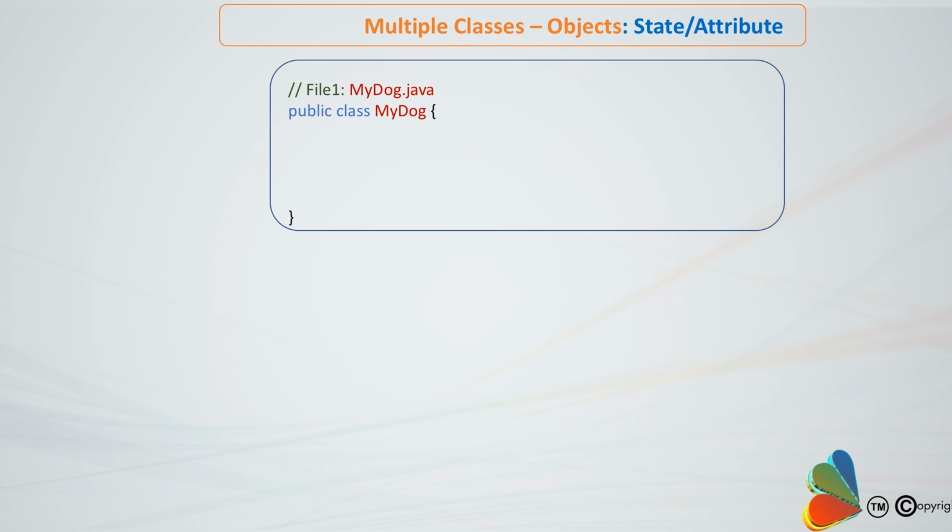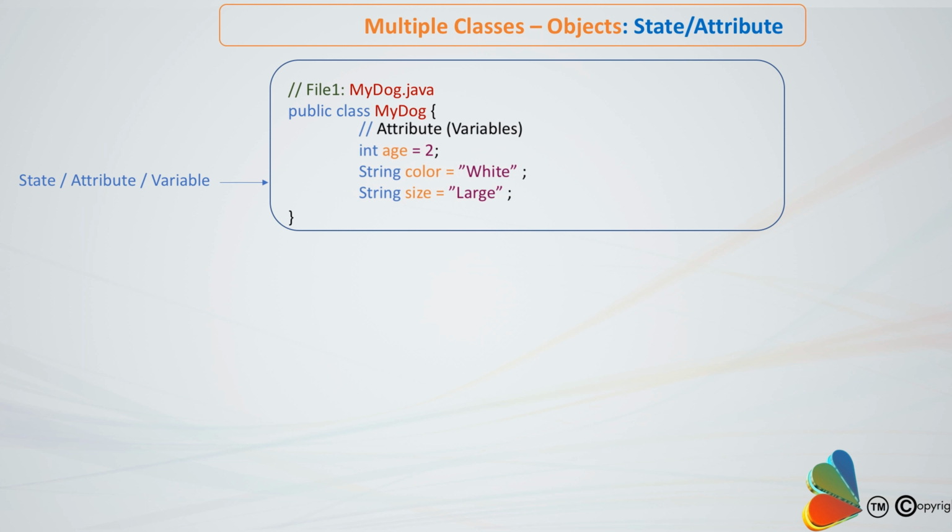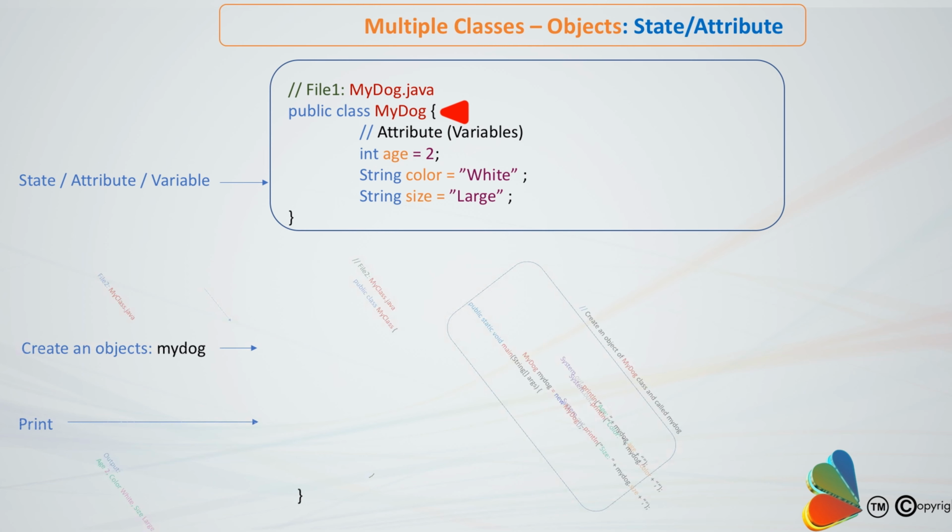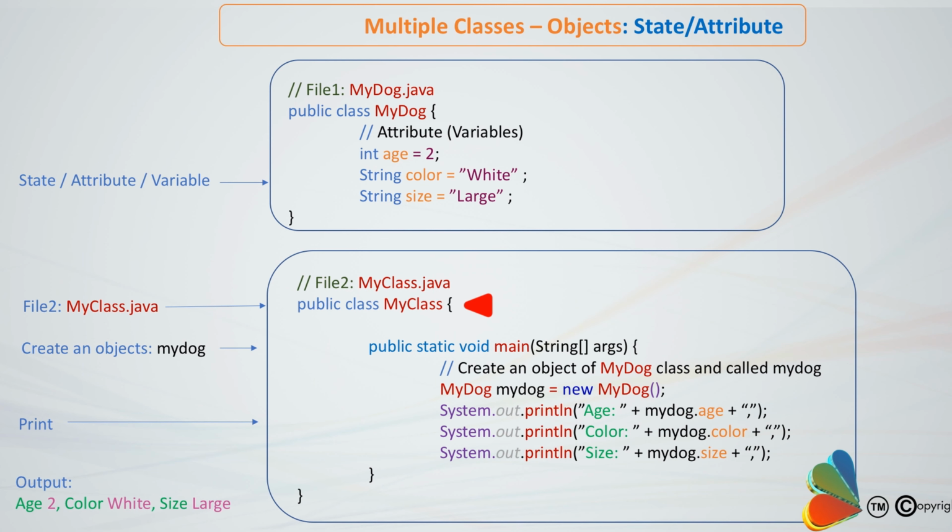Multiple classes, objects, state, or attribute. Created two class files. First file name is my dog. Second file name is my class. Under my dog, define all variables under my class name.